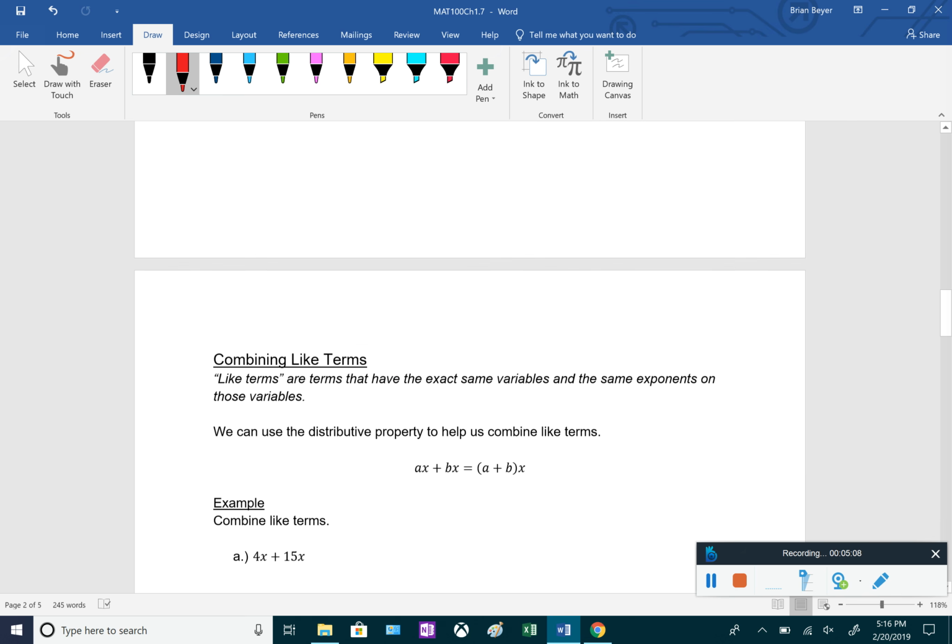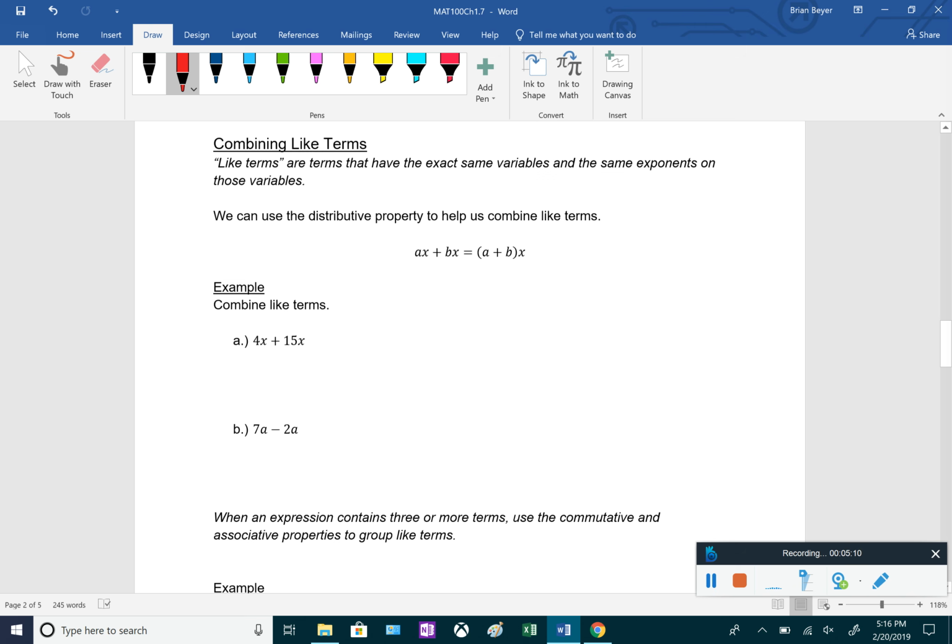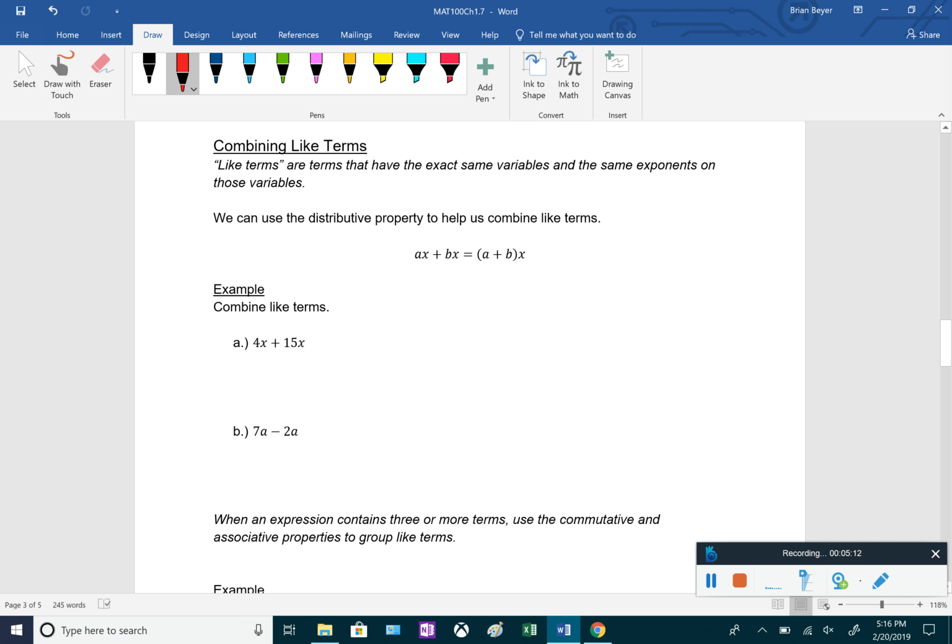Okay, so moving on to the main part of this: combining like terms. Even though we've said it a million times, like terms are terms that have the same variables and the same exponents on those variables. So if we're in an expression and we're adding or subtracting them, we can combine them. Technically what we're doing is using the distributive property in the reverse direction.